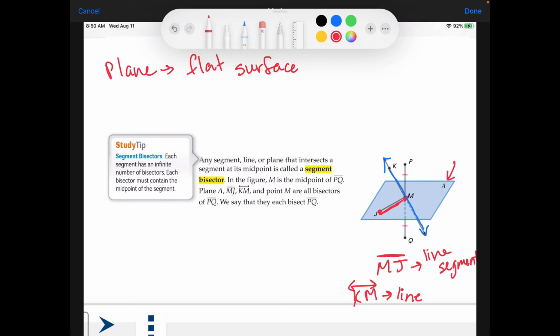So now that we understand the terminology and the words, let's read this and understand where and what is a segment bisector. So for example, it says plane A, line segment MJ, and line KM, and point M are all bisectors of the line segment PQ. That means they're all cutting, and I'm going to highlight the line segment that's being cut. So this PQ is being cut in half by all of these different things. The plane is cutting it in half, the line is cutting it in half, and the line segments are cutting it in half. Okay? So it's important that you understand the terminology.